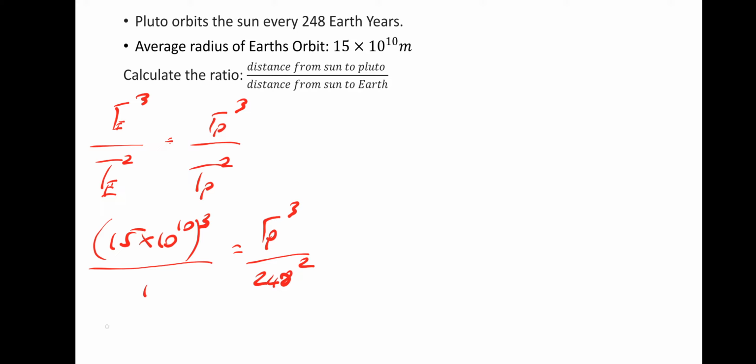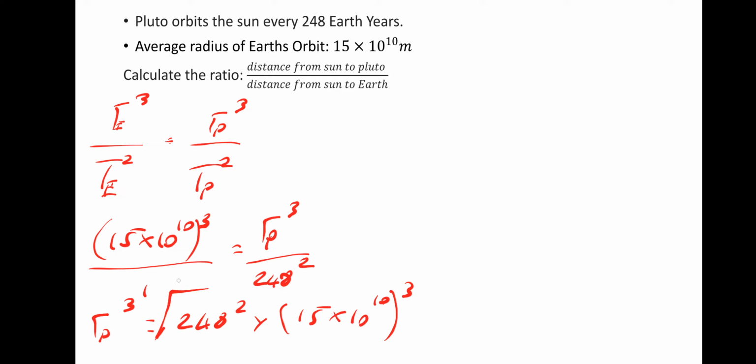So the distance of Pluto cubed is equal to 248 squared multiplied by 15 times 10 to the 10 cubed. Put that in your calculator and then take the cube root, and that will give you a distance to Pluto of 5.92 times 10 to the 12 meters.